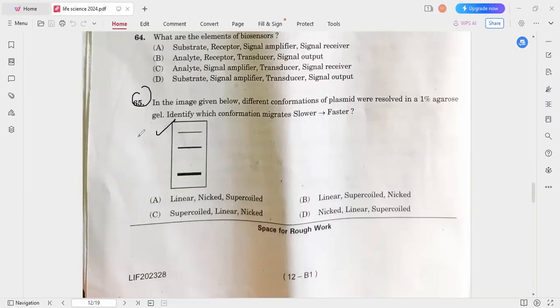Okay, so here you can see this one, the first line is there, right? That is the nicked one, which contains the nick conformation, and this one is linear. So the dark one you can see here, this is supercoiled. Okay, so the answer for question number 65 is option D. First one is nicked, then linear, then supercoiled, that is from slower to faster. Okay, so this is about question number 65. So now move on to the next question, that is question number 66.